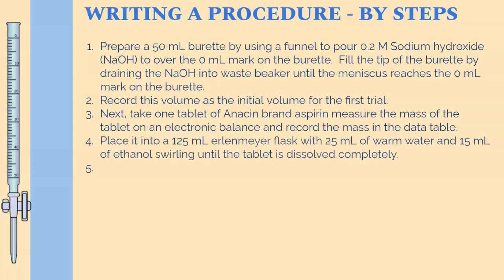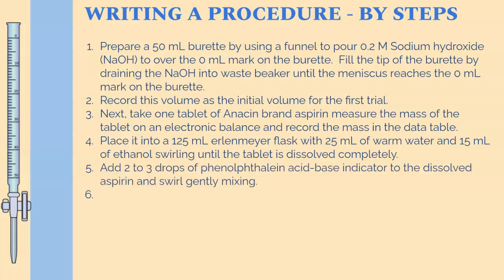Okay, so step 4, place it into a 125 milliliter Erlenmeyer flask with 25 milliliters of warm water and 15 milliliters ethanol, and swirl until the tablet is dissolved completely. And this is really important to make sure that everything is dissolved that you can get dissolved. Step 5, add 2 to 3 drops of the phenolphthalein acid-base indicator to the dissolved aspirin and gently swirl to mix. It should remain clear. The indicator should not turn any color until the base is added.